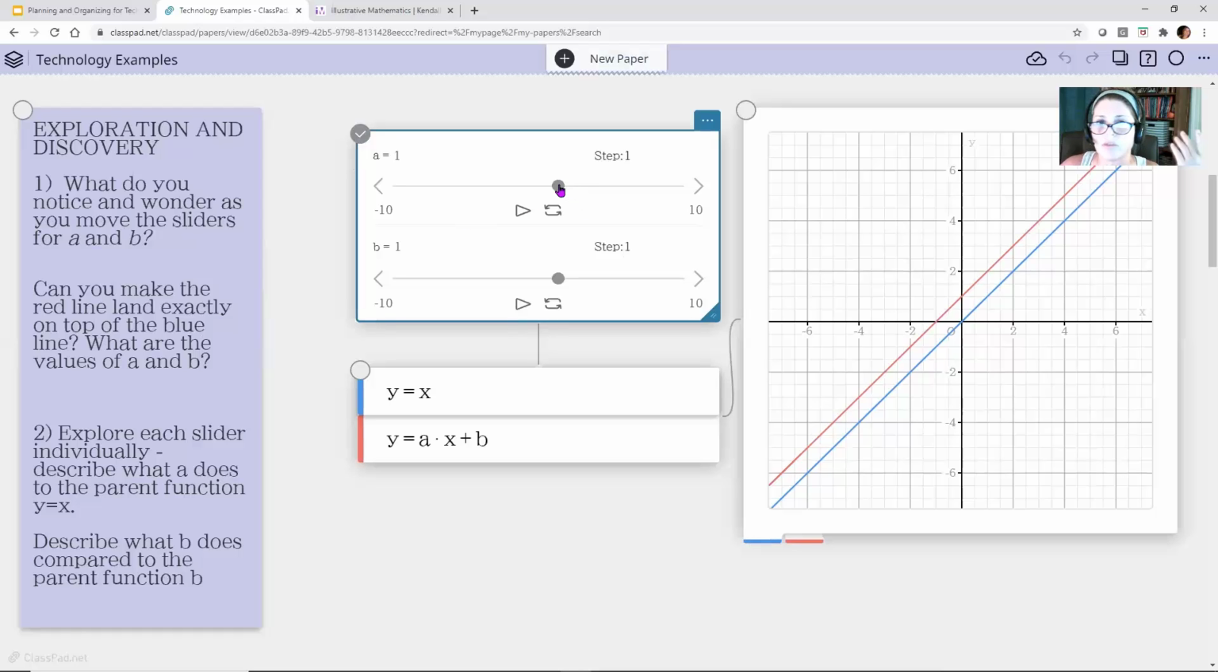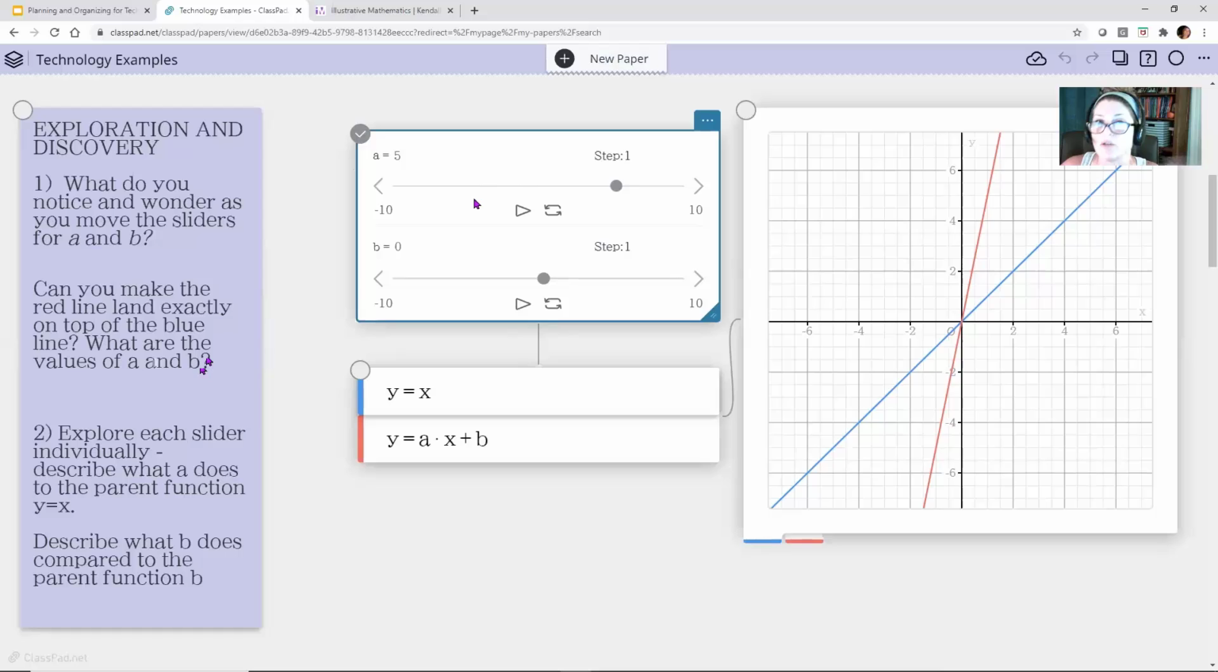So the first thing they're going to do is just move it and see what happens. And wow, moving it to negative switched the order, or moving it to positive made it a little more tilty. So things like this, they might be noticing. And same thing with B. What does moving B do? Well, it moves it up and down. And then they're challenged: how could you make it land on top of the blue?